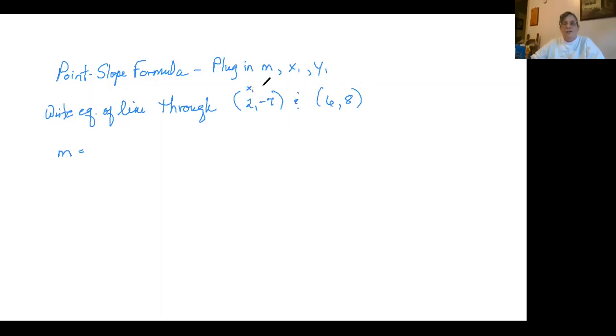So I can let this be x1, y1, x2, y2. I'm using the slope formula. Subtract the y's over subtract the x's. So it becomes 8 minus -7 over 6 minus 2, which would be 8 plus 7 over 4, which is 15 over 4. Now I've got the slope.